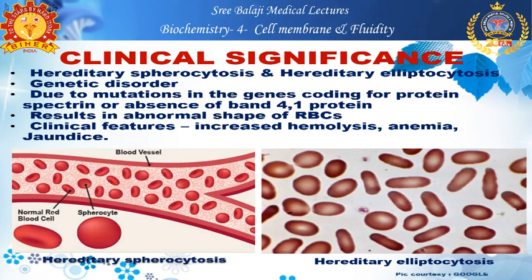So the clinical significance associated with these special proteins are hereditary spherocytosis and hereditary elliptocytosis. Both are genetic conditions. They occur due to mutation in the genes encoding the protein spectrin or absence of band 4.1 protein, which results in abnormal shape of RBCs. So the patient will have increased hemolysis, anemia and jaundice.